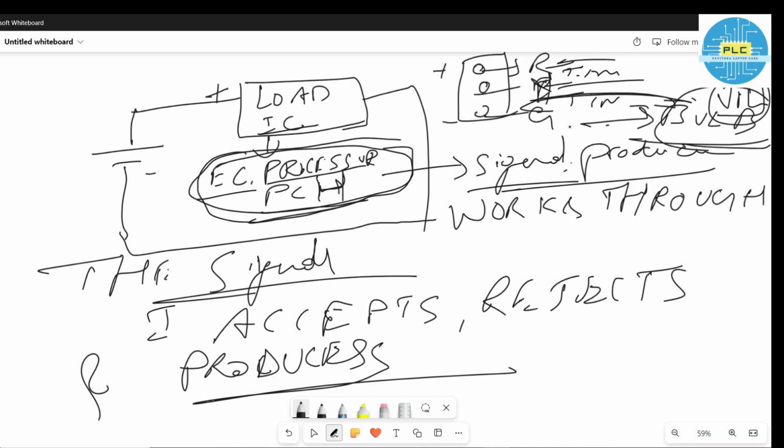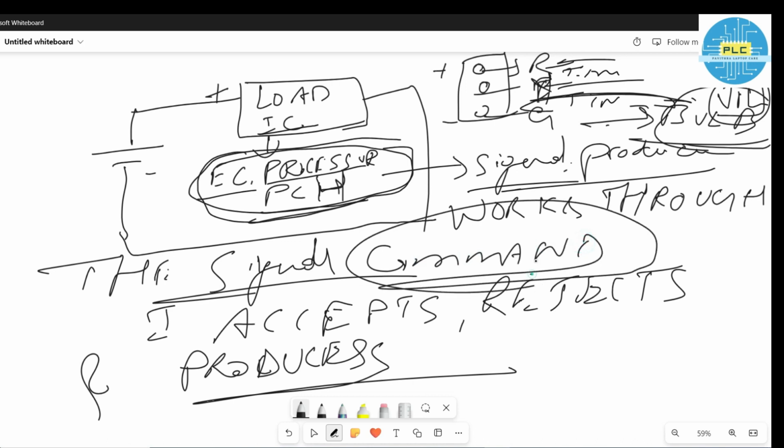Signal is a command. If it commands to give red, then the red light will glow. If the command is to glow yellow, then yellow will come. If the command goes to the third one, green, then green will come. Understood my point? What are the voltages and what are the signals? Once again, I'll drop this and explain from the beginning.